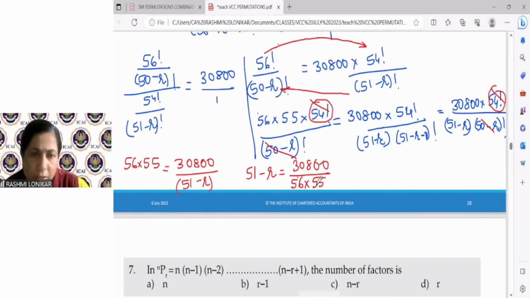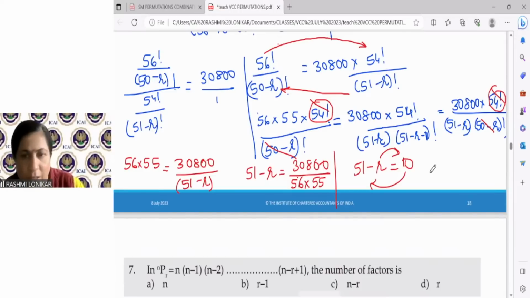Okay, 56 into 55. So if I solve this, how much will I get? This comes to 10. So I have 51 minus r is equal to 10. I take this minus r to this side, it becomes plus r, and this plus 10, taking it this side becomes minus. So I will get r is equal to 51 minus 10. So this is equal to 41. So r is equal to 41.